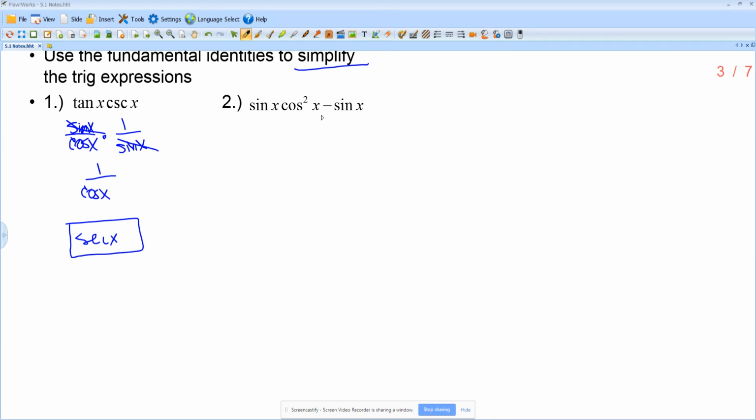Next, I have sine x cosine squared x minus sine x. So I do see that cosine squared. That's exciting. But I also see that there are two terms here, and they have something in common. They have a sine x. So I'm going to factor out that sine x. What I'm left with in this first term is cosine squared x, and in this second term is just 1. Now, thinking about this cosine squared x, what I usually do is write off to the side cosine squared x minus 1.